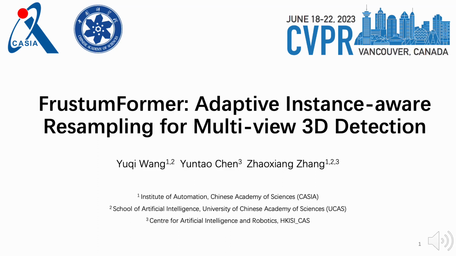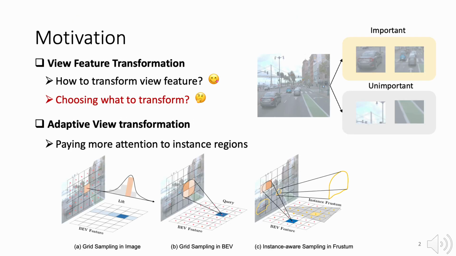This is the quick presentation of our paper, FrustumFormer: Adaptive Instance-Aware Resampling for Multiview 3D Detection. In this paper, we focus on the task of multiview 3D object detection. Recent approaches mainly focus on the design of view transformation, answering the question of how to transform view features. However, choosing what to transform is also important, but has rarely been discussed before. The pixels of a moving car are more informative than the pixels of the sky.